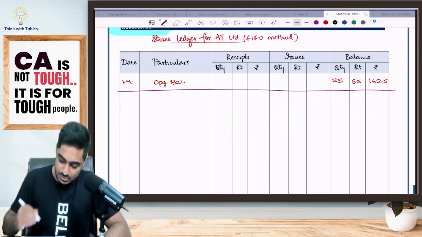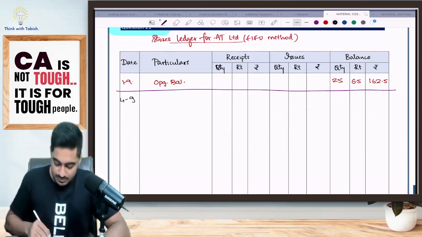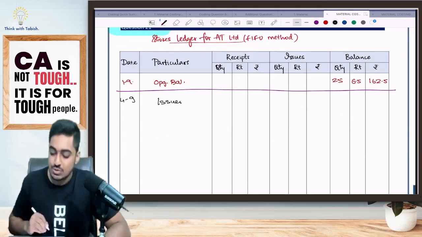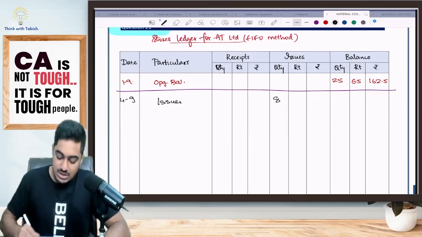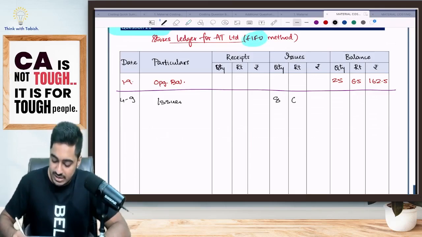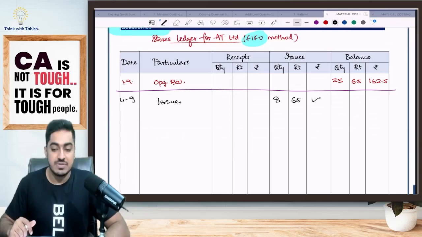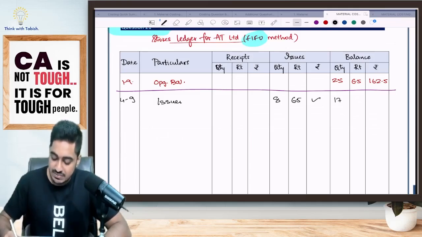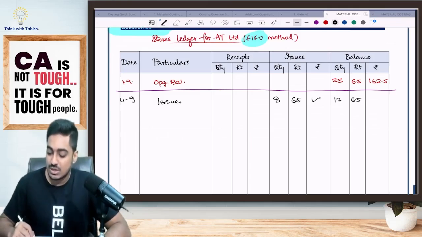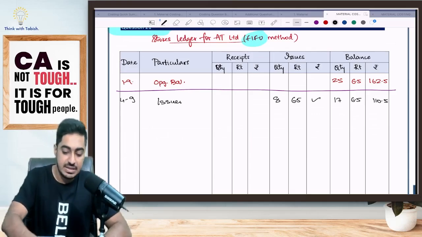What happened afterwards, students? Then came 4th of November. What happened? We issued goods. How much? 8 units we issued. Which method are we following? FIFO method. Let that be there on the back of your mind. At what rate? 6.5. You can calculate the value. That means how much balance is there? 25 is there, in that 8 is gone. That means I'm still having 17 units at the rate of 6.5. What is going to be the value? 17 into 6.5. It is 110.5. Yes or no, everyone? Yes, sir.